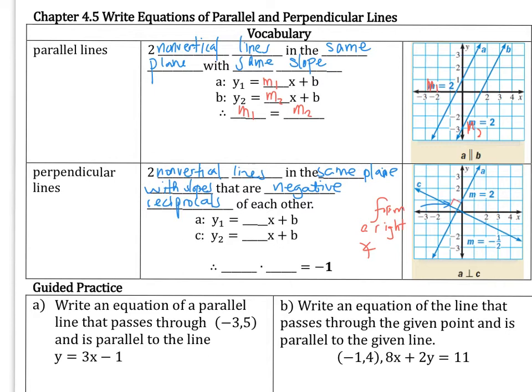Okay, so for line A, we could let the slope be M1, and for line C, I could let that slope be M2, and then M1 times M2 would equal -1. So here, double check that, 2 times -1/2 equals -1. So we describe this as slopes that are negative reciprocals of each other.